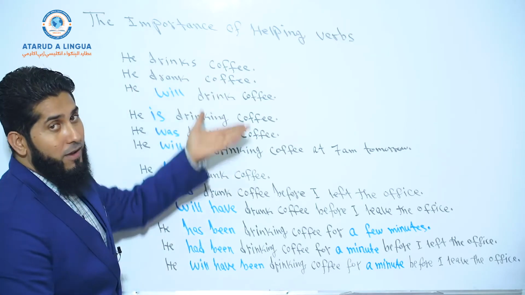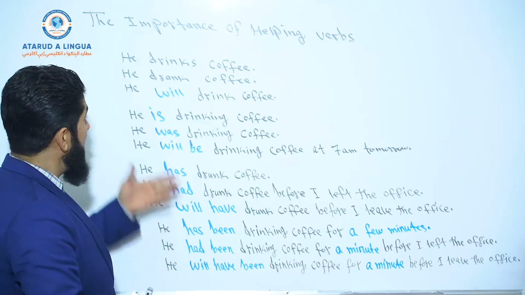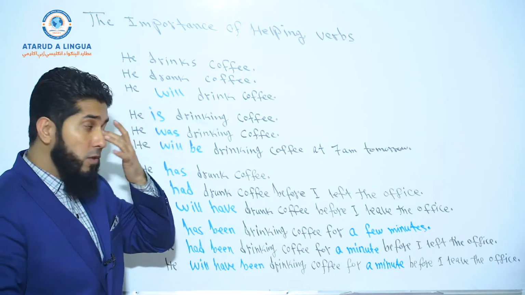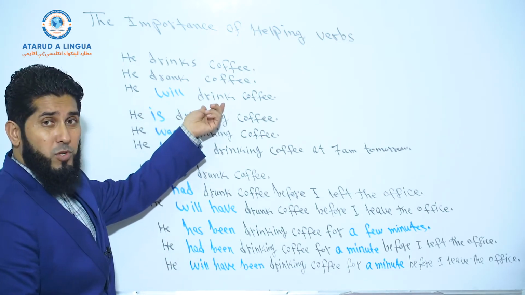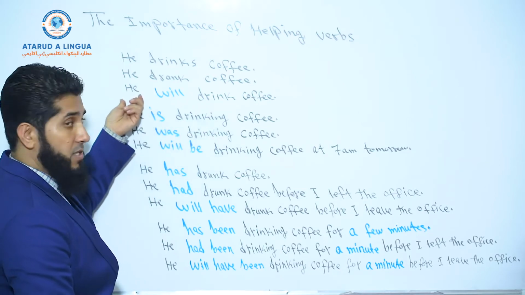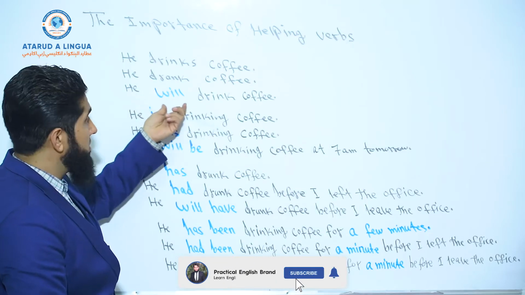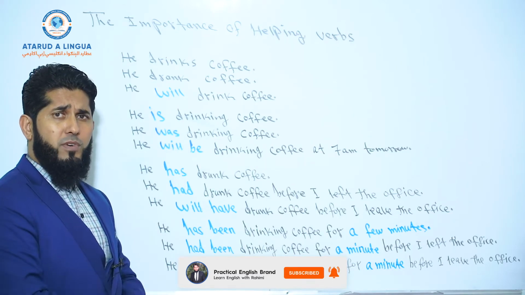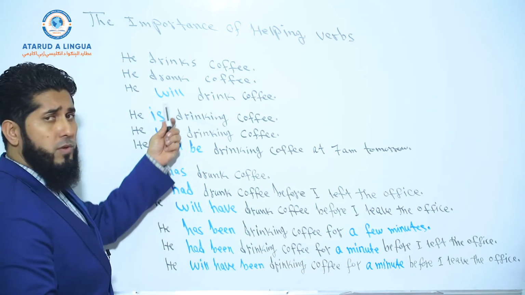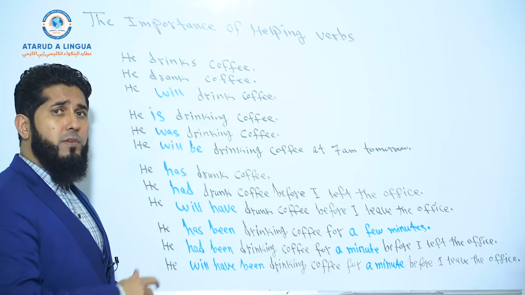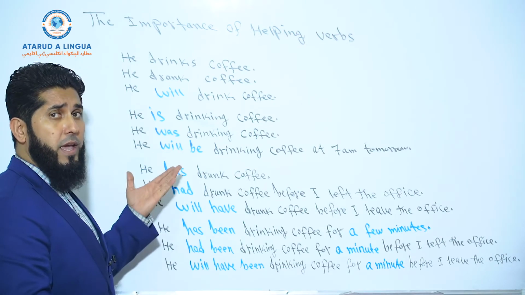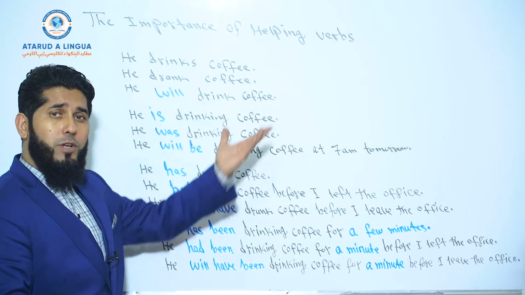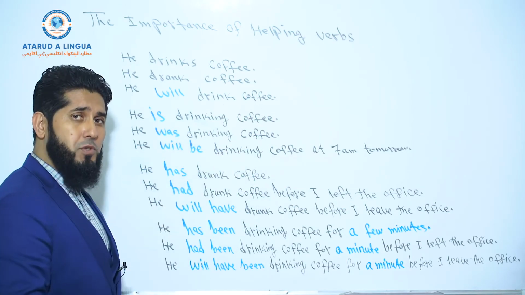And he drank coffee in simple past tense. But now look, he will drink coffee. So now drink is the verb which shows the action of the subject. So why is this extra word over here? Well, it is a helping verb. This word is here for grammatical function. It gives us an idea that the action of drinking coffee will take place in the future.